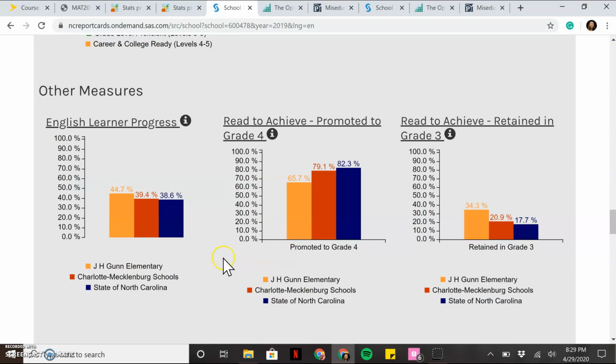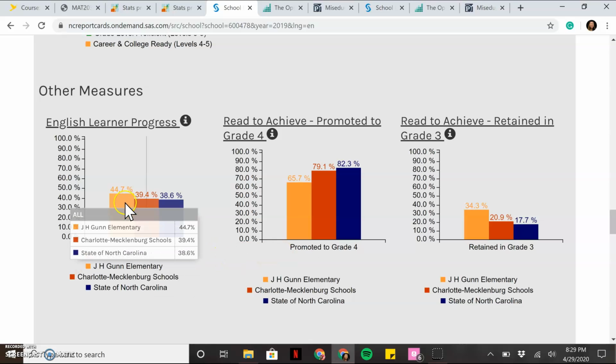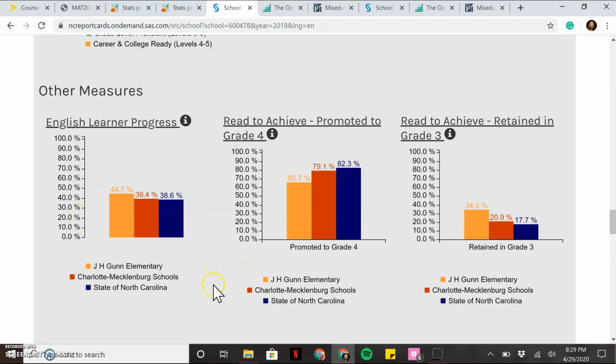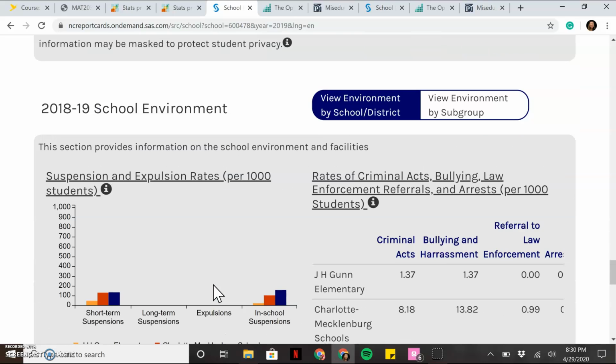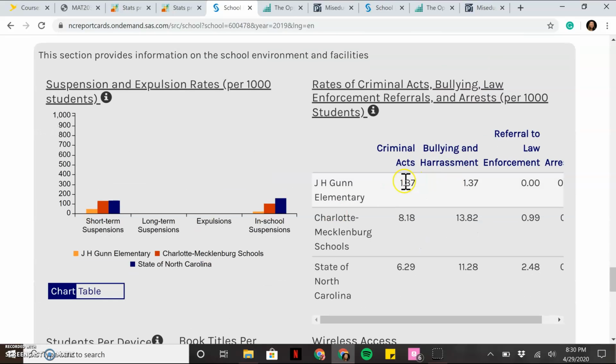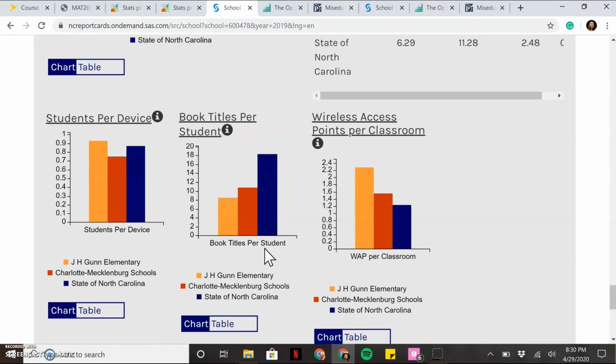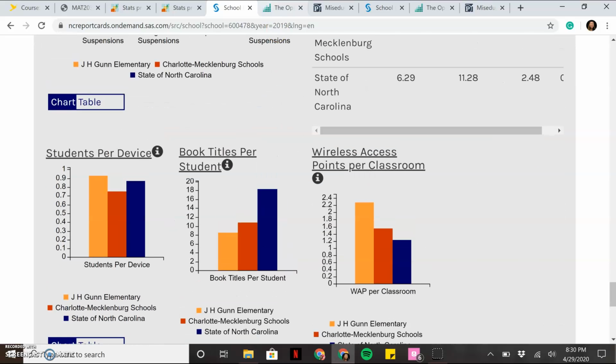And you can see that the English learner progress is, they are progressing, which is good. And then you go down here and you see the criminal and the bullying and the harassment. They're pretty low ratings, but I mean it's a school, that's going to happen.